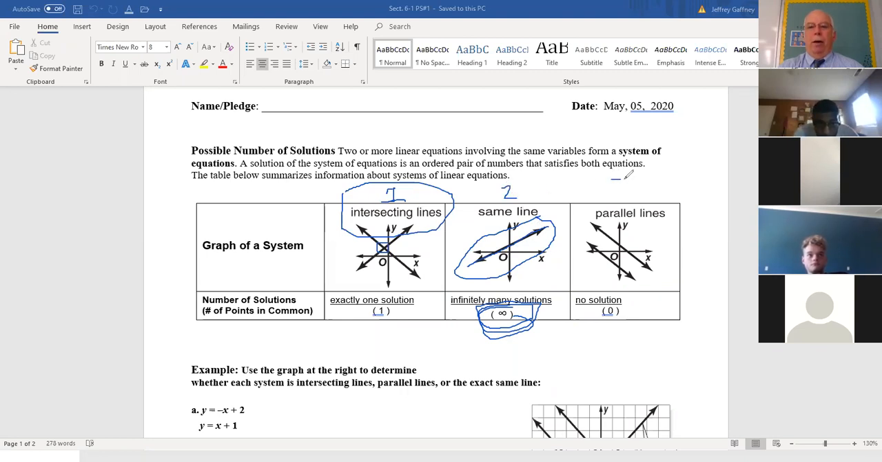And then the third and final possible scenario is that they're parallel lines, which means they don't have any points in common. The answer is no solution. They've got the exact same slope, but they have different y-intercepts.